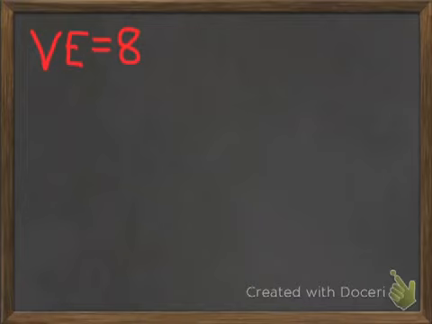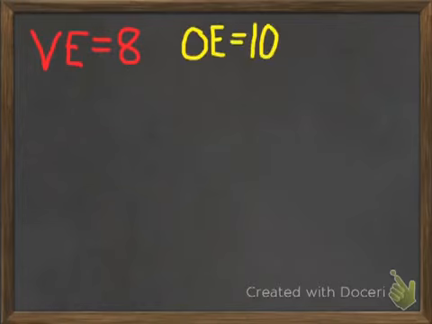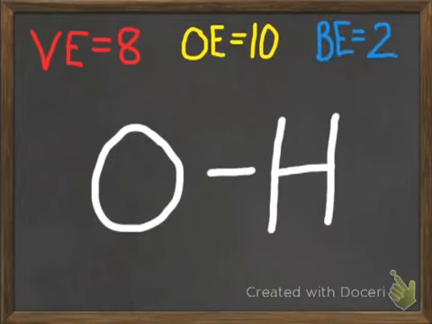So now we need to find our octet electrons. Oxygen wants to have 8 electrons, and hydrogen wants to have 2. So our octet electron number is 10. Now we need to find our bonding electrons, and we do that by taking our octet electrons and subtracting our valence electrons. So that's 10 minus 8, which gives us 2 bonding electrons. And we put that bond in between the O and the H.